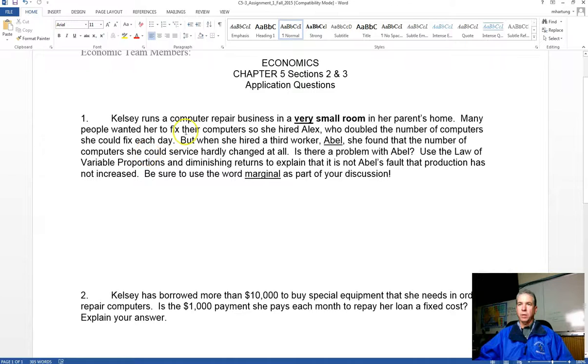So you'll want to think about the implications of a very small room and how many people you could put in there. She has a lot of customers that want their computers fixed, so she needed to hire somebody, so she hired Alex, and that helped a lot. It increased her marginal productivity. She's fixing more computers each day. So she thought that's working well, so she hires a third worker, Abel, and then learns that production's not changing too much, so something's going on. She needs some help trying to figure that out.